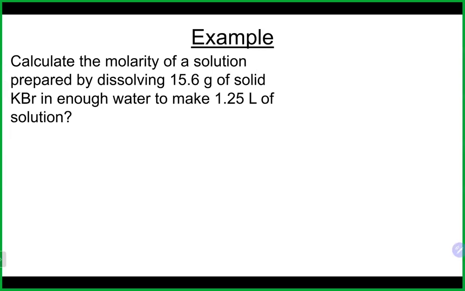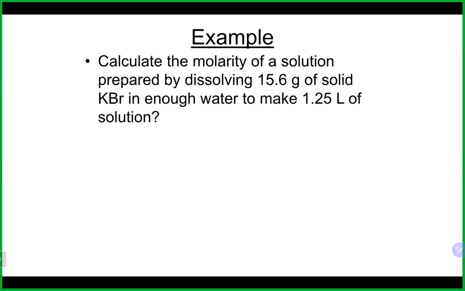Calculate the molarity of a solution prepared by dissolving 15.6 grams of potassium bromide in enough water to make 1.25 liters of solution. So again, here we're looking for the molarity, which is moles per liter. So what we want to think about is, do we have any of that given to us? So we definitely have the liters part, right? That's good to go. Again, it's not in milliliters or anything like that.